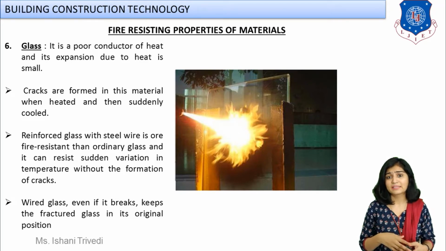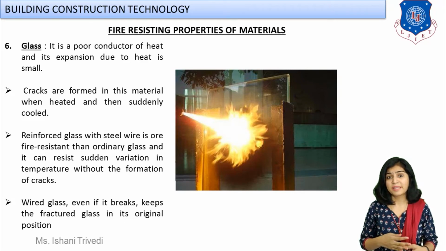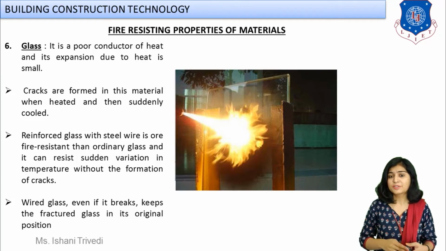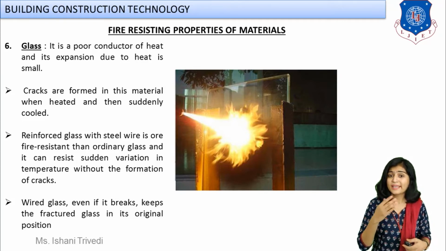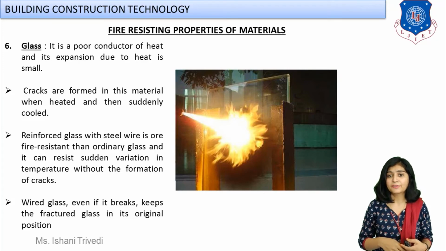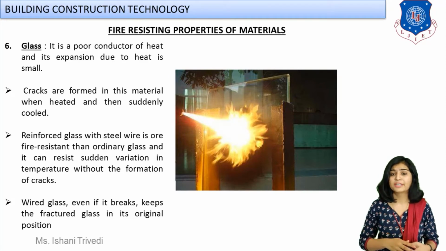High processed glass. Now see, currently fire resistant glass is under development. In the image which you can see over here, this is an example of fire resistant glass. Experiments are being carried out to make fireproof glass. So now, what is the property of this material? It is a poor conductor of heat, and its expansion due to heat is small.